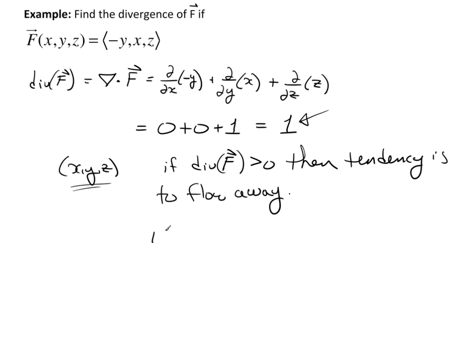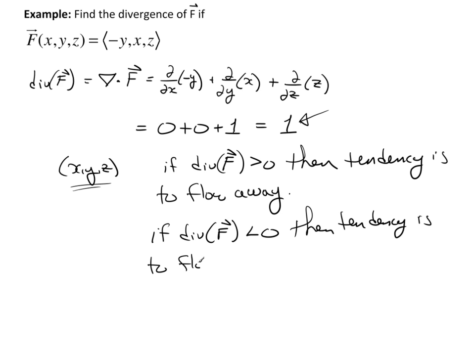If divergence is less than 0, in other words negative, then the tendency is to, let's say, flow into the point. It's supposed to be an is.